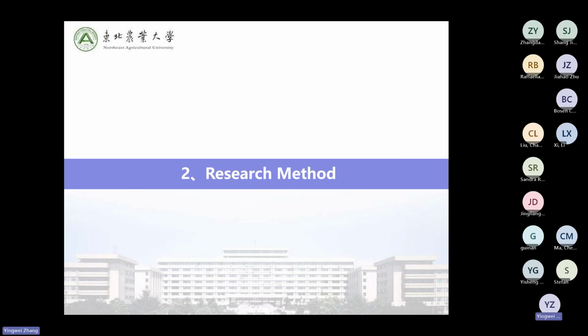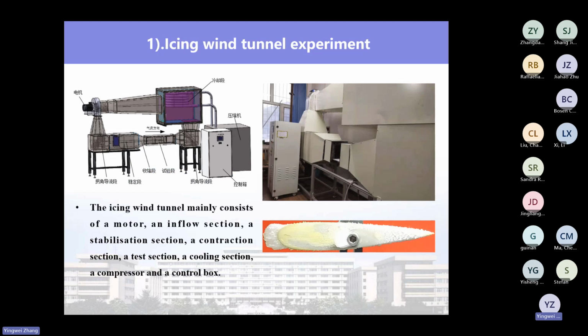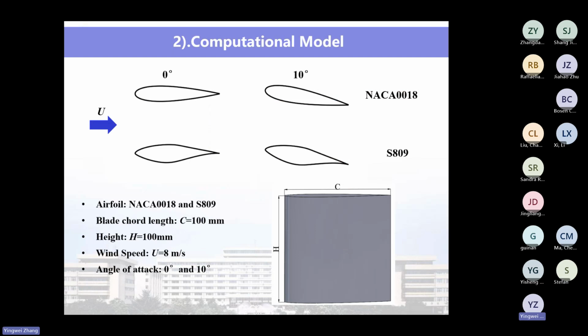The next step is the research method. The icing wind tunnel mainly consists of a motor inflow section, a stabilization section, a construction section, a test section, a cooling section, a pressure section and a control box. The icing airfoil shape can be obtained by placing the blade model in the test section. The airfoils are NACA018 and S809 respectively.